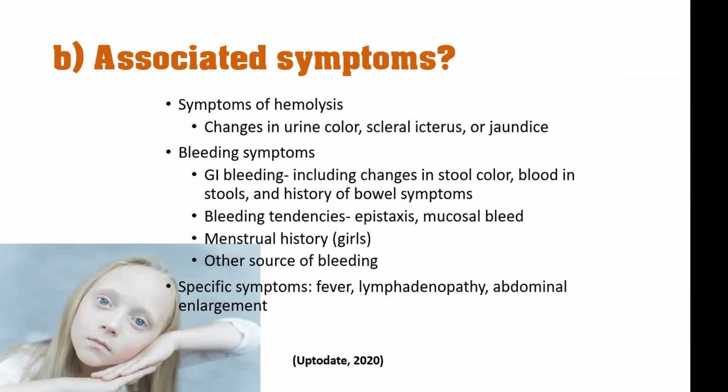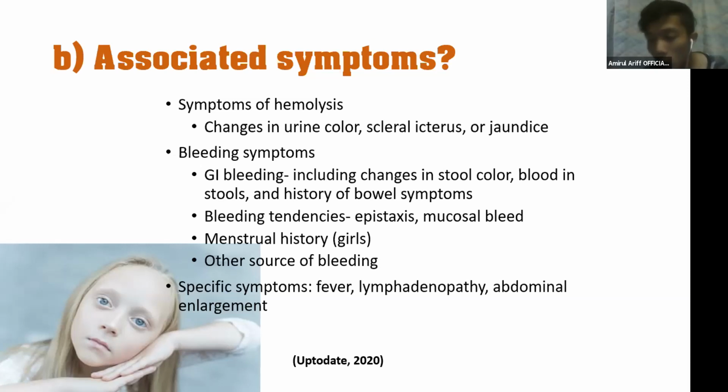There are also specific symptoms that we can ask about, like fever, where we want to suspect an infectious cause of anemia. Lymphadenopathy as well, in leukemia, and abdominal enlargement due to complications of anemia like hepatosplenomegaly. That is the associated symptoms.